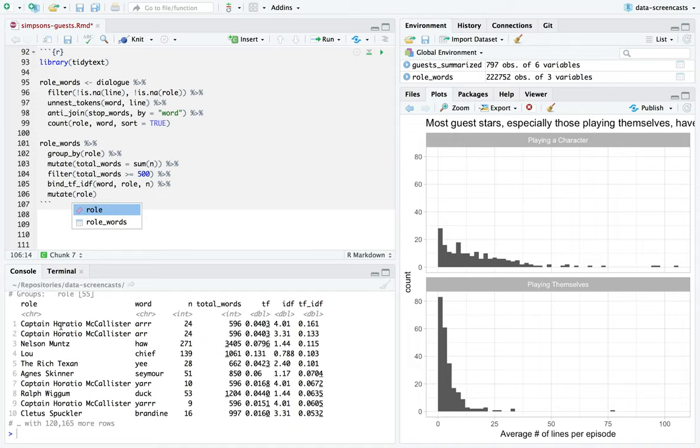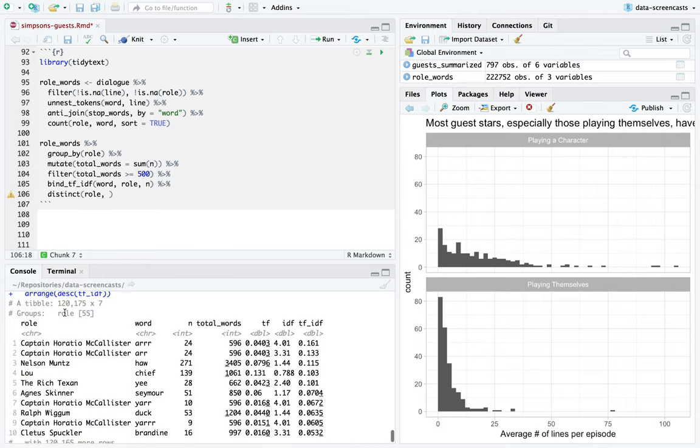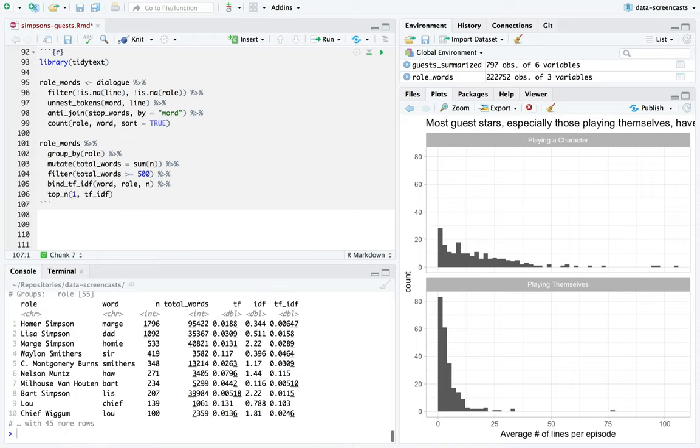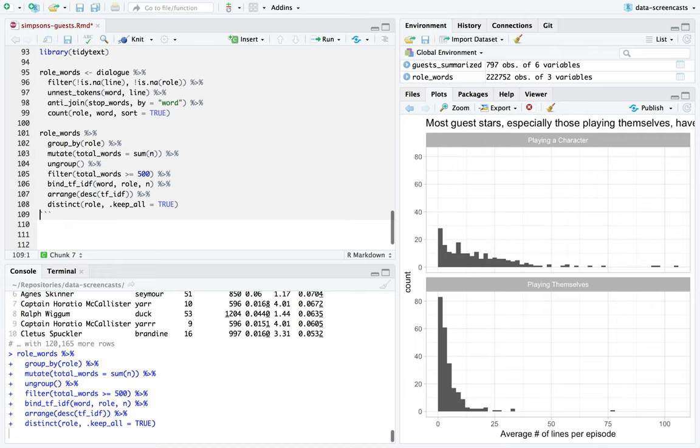I'm not so happy that this character gets four appearances at the top. So I'm going to do one more step where I only want each role to appear at most once. So I'm going to say distinct. Because it's already grouped by role, I could top n one by TF-IDF, keeping it arranged by descending. At that point, I might as well just ungroup and arrange descending TF-IDF, distinct role. Keep all equals true is a great rule.